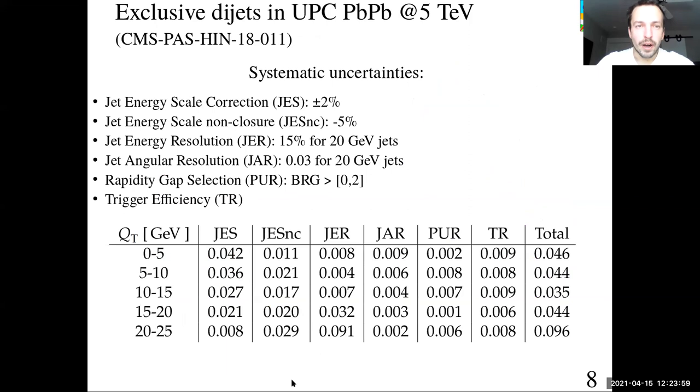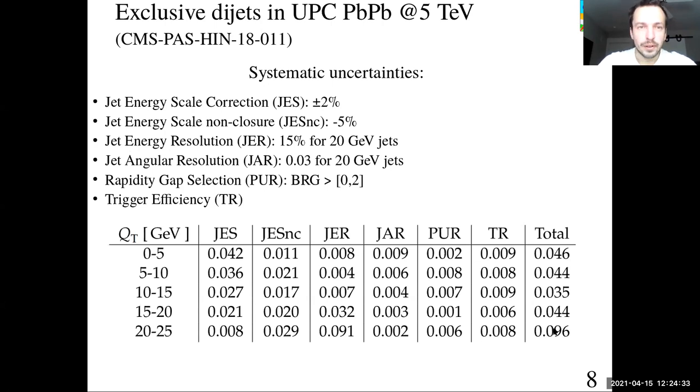And finally, before I talk about our results, I will briefly describe the systematic uncertainties. So the main sources of the uncertainty are the jet energy scale correction that is dominant for the low QT bin. And for the high QT bin, we result in the jet energy resolution having the largest contribution to the uncertainty, with all other uncertainties having smaller values.